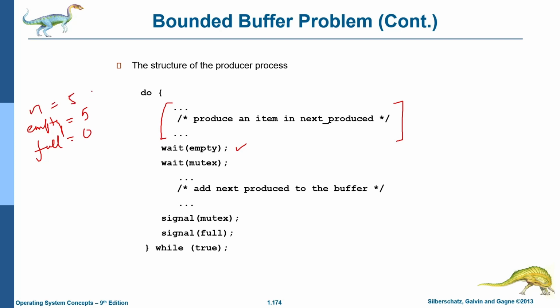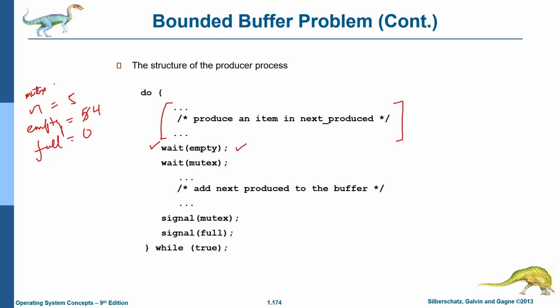5 buffers are there for this particular example. Why does the producer wait on empty? It's because if the value of empty is 0 or less than 0, that means there are no empty slots. If there are no empty slots, then the producer cannot put that item anywhere. So it will wait on empty. Since empty is 5, everything is empty. 5 will become 4 right now because of this wait operation.